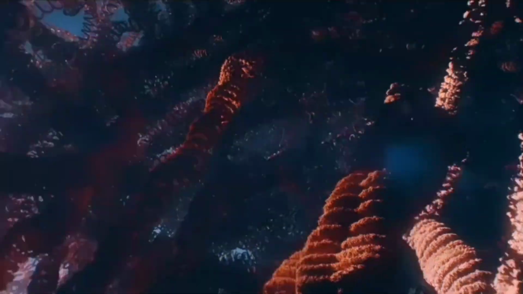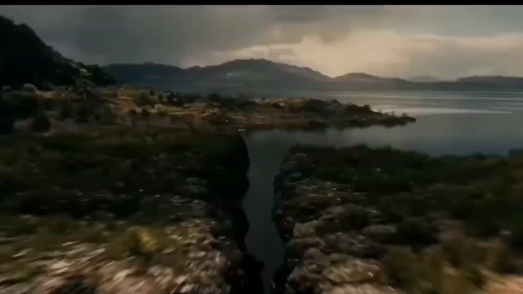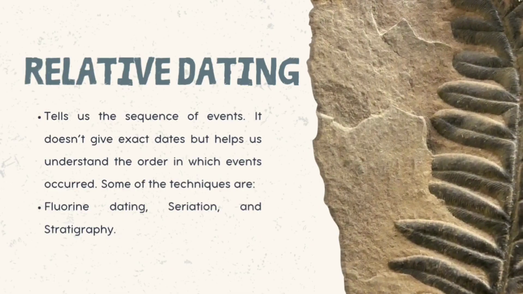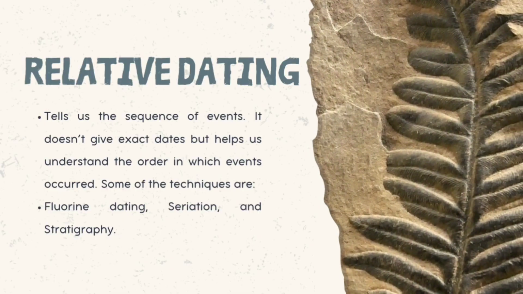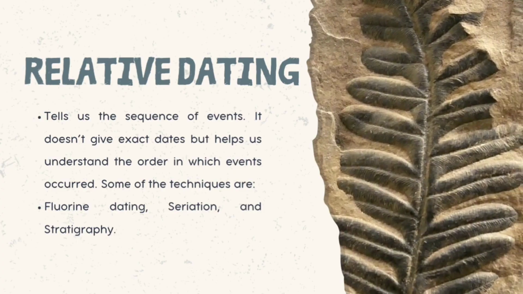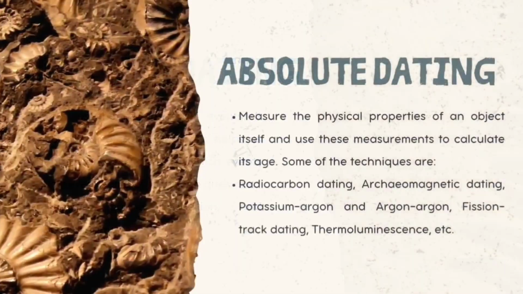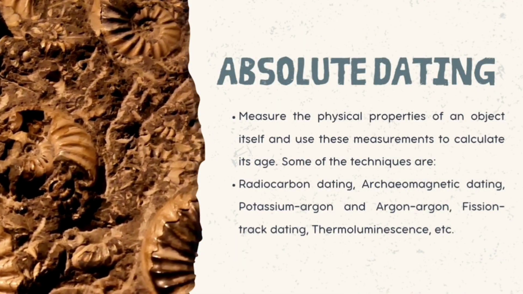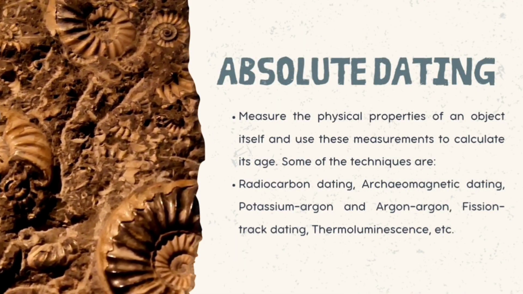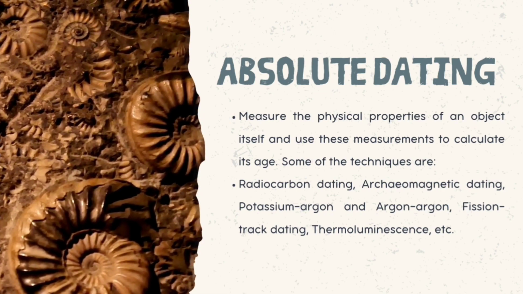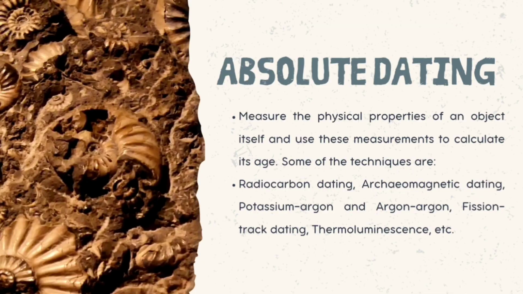To uncover Earth's history, geologists use two main dating techniques to date rocks and fossils, and these are relative dating and absolute dating. Relative dating tells us the sequence of events. It doesn't give the exact dates, but helps us understand the order in which events occurred. Some of the techniques are fluorine dating, seriation, and stratigraphy. Absolute dating, on the other hand, measures the physical properties of an object itself, and uses these measurements to calculate its age. Some of the techniques are radiocarbon dating, archaeomagnetic dating, potassium-argon, and argon-argon.